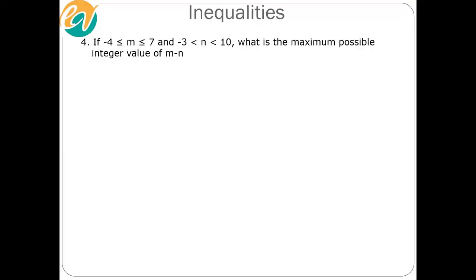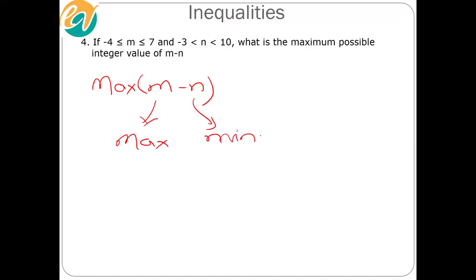Now we have to find out the maximum value of m minus n. When will the value of m minus n be maximum? Very nice. m is maximum and n is minimum. Agreed? Now I think this is easy. What's the maximum value of m? 7. What's the minimum value of n?